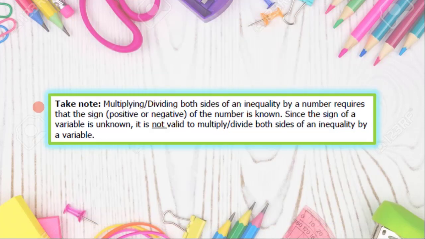Take note that multiplying or dividing both sides of an inequality by a number requires that the sign of the number is known. It could be either positive or negative. If the sign of a variable is not known, it is not valid to multiply or divide both sides of an inequality by a variable. Please remember that multiplying an inequality by a negative number will reverse the inequality symbol.